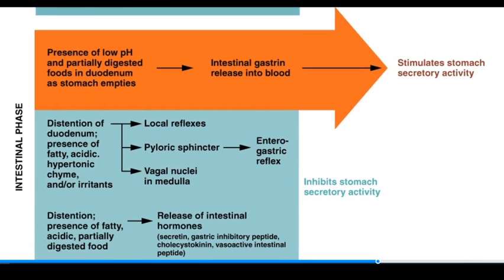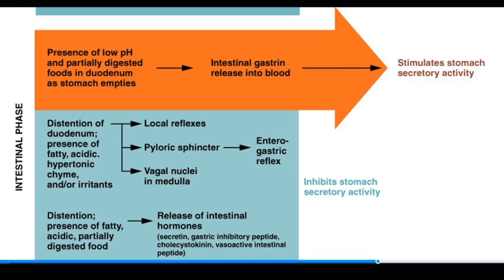The intestinal phase of gastric regulation is a negative feedback signal from the intestines, regulating how much food is being passed from the stomach into the intestines. Now, the intestines can't take all of the food very quickly, so it has to slow the stomach down, especially when the stomach is really actively digesting food.